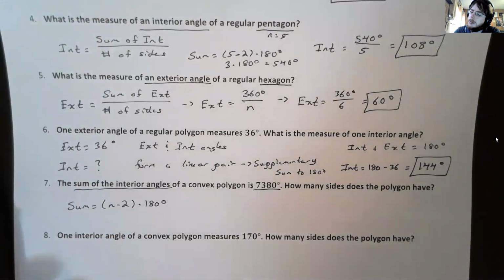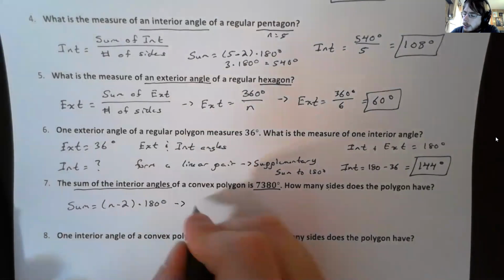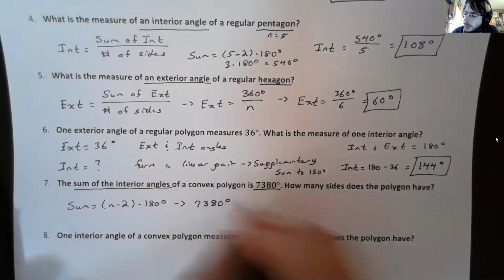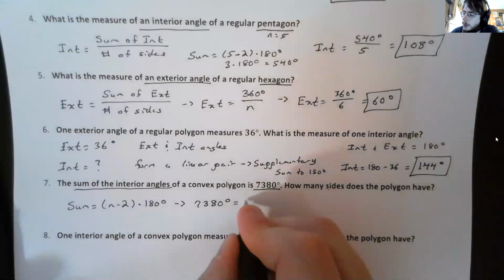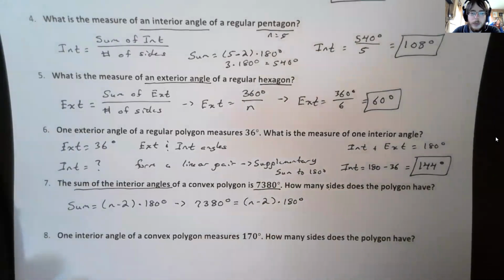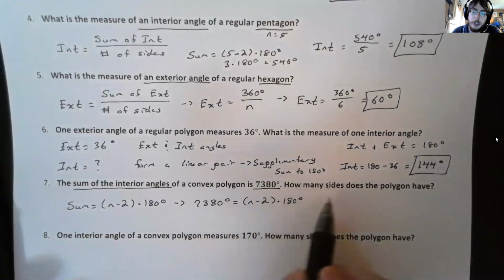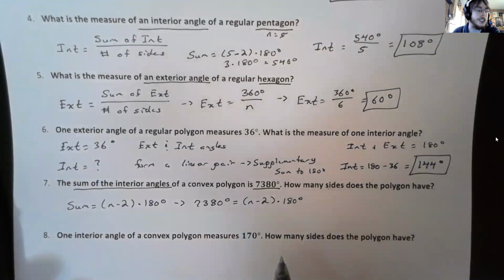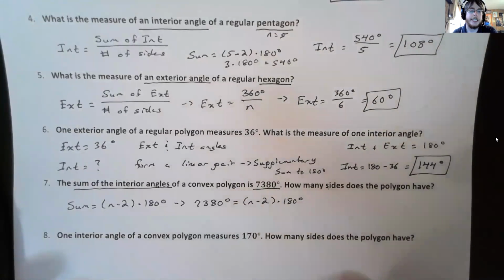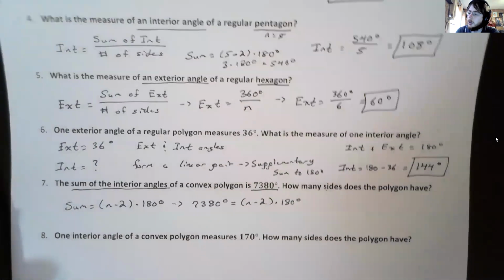Well, I know what the sum is. It tells me in the problem 7,380 is our sum. So 7,380 degrees is equal to n minus 2 times 180. And we don't know what n is. We want to find the number of sides, so we want to find n. And there are two ways that you could solve this problem. And I'll show you both ways, and you can pick which way you want to do it.